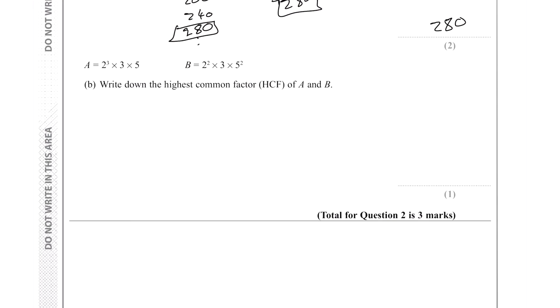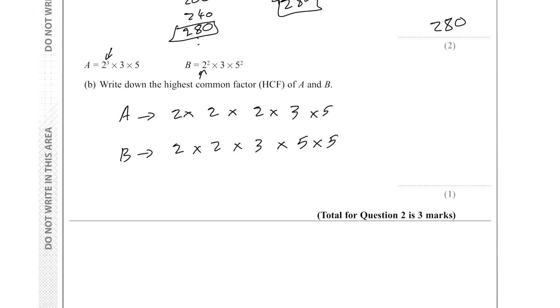Next one, write down the highest common factor of a and b. So with this, the way I like to do it is, first I'm going to list out what a is, so we can see that's 2 cubed, so that's 2 times 2 times 2 times 3 times 5, and now I'm going to list out what b is without the powers, so that's 2 squared, which is 2 times 2, then times that by 3, then times that by 5 squared, which is 5 times 5. Now I'm just going to grab my highlighter, so these two match up, these two match up, these two match up, and finally these two match up.